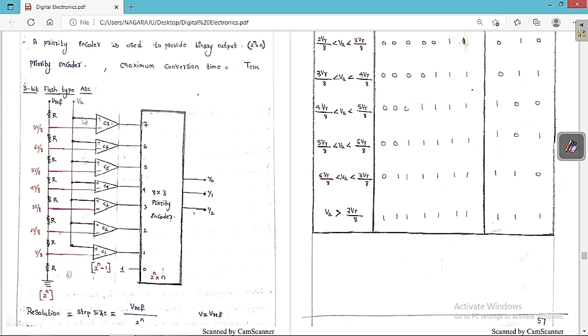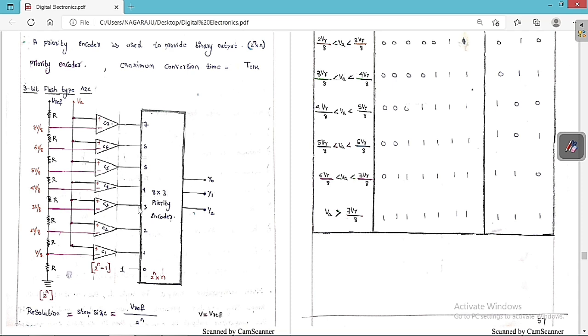Now the remaining positive terminal we are going to give to the unknown analog voltage. So this analog voltage is given to all the positive terminals of the op amp. You can see clearly for all the positive terminals of the op amp we are going to give this VA. So now this is operating in the open loop.